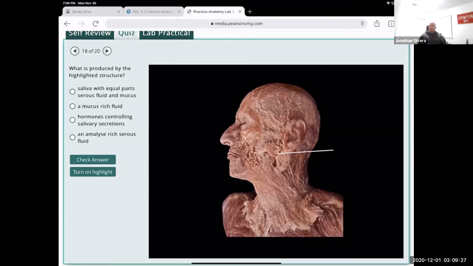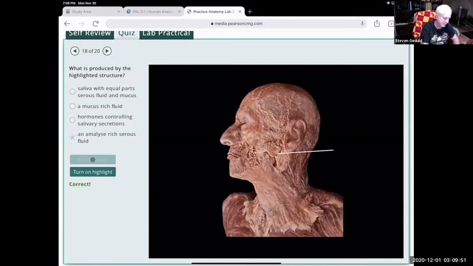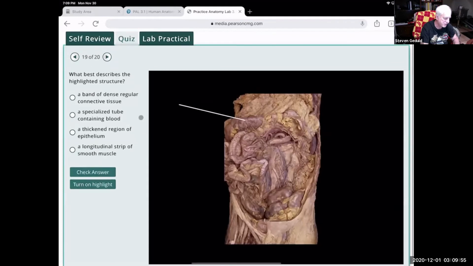Remember, the glands are the first part of the digestive system. They start to release your enzymes. They're serous fluid. They're real liquidy, real flowy. And they produce amylase, which starts the breakdown of your carbohydrate. That's the first step of digestion. So it's an amylase-rich serous fluid that will be released by the parotid gland. Right? Yep, it is. Okay, so that's where amylase is. What best describes a highlighted structure?